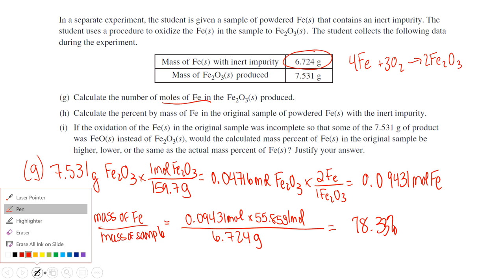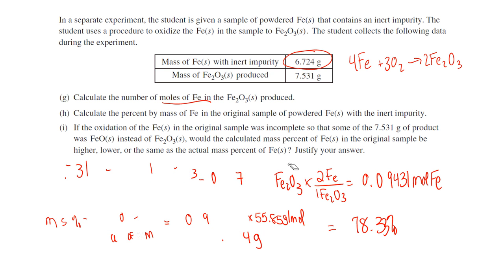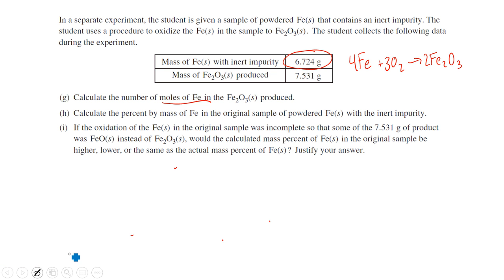I'm going to erase these real quick so I have room to write. So the question is, we are assuming that all of our product is Fe2O3, right? And the question is, what if we actually made some FeO? So let's consider those two things. Fe2O3 or FeO. Turns out one of the useful things to think about is, what is the mass percent of iron in these two compounds?